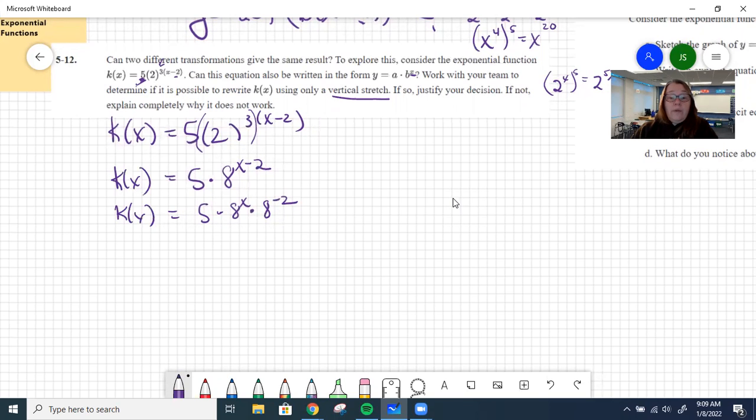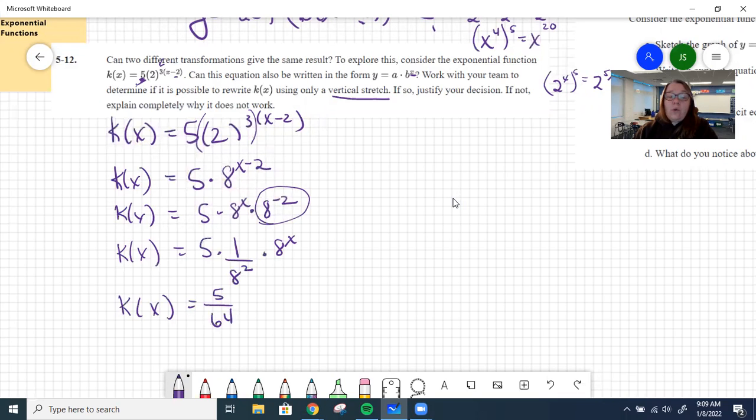Because if you think about it, these are the same base, so I could add the exponents, which would give me a single base with the exponents added. It would give me this. So that's equivalent, you can do that. And I'm going to rearrange this a little bit. 8 to the negative second is just a number, that's just 1 over 8 to the positive second, times 8 to the x. And so then I have k to the x equals, this is 64, so this is 5 over 64 times 8 to the x.